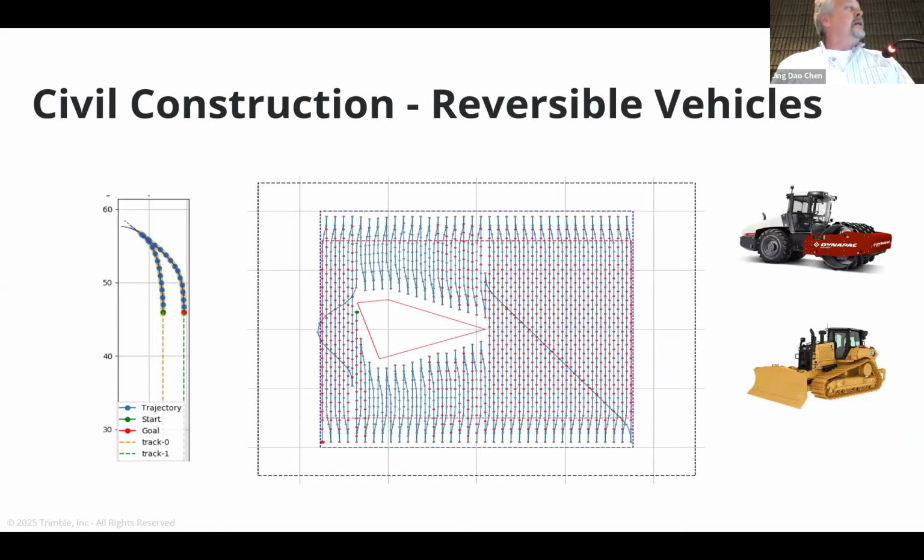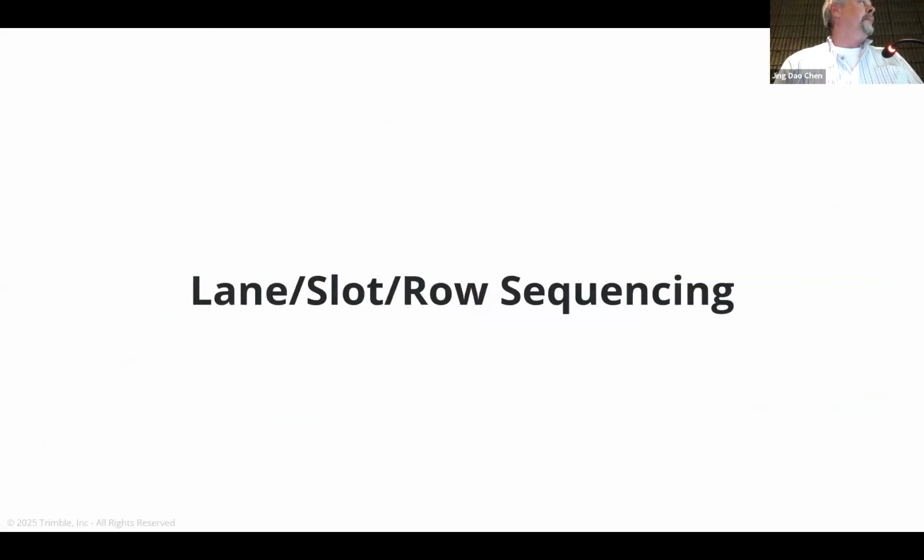On the civil construction side, as alluded to earlier, we have reversible vehicles like dozers and compactors. The end-of-row turn tends to be what we call a shark fin turn, where you're accomplishing that end-of-row turn and reversing the direction of the vehicle. Of course, you have forward turns in civil as well. For example, scrapers do forward turns. They don't do reversing turns. So the superset of end-of-row turns within civil is broader in general than in agriculture.